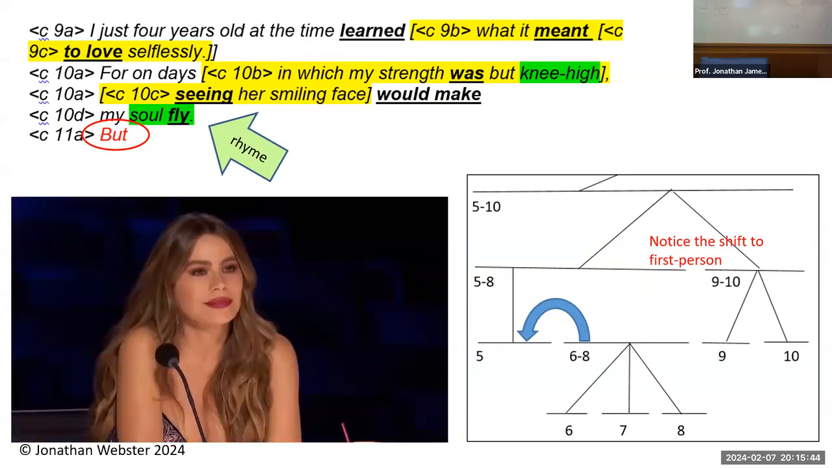But. Now, we're not going to go as far as the but, but we can see there is a turn. It changes. But, well, let's take a look at this. We're looking at 9 and 10. We finished looking at 5 through 8. And this was about his sister, and this is about himself. Shift now to first person.